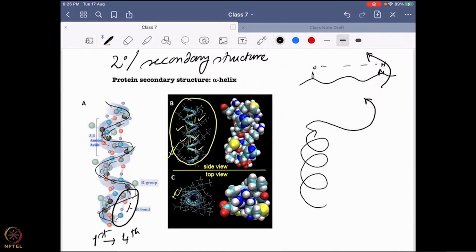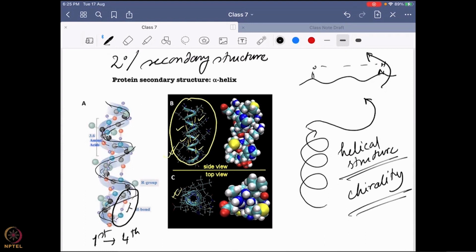And once you create a helical structure, what does it mean? It means it can have a chirality. So this chirality will be created by the helical structure in the secondary one, not only because all the amino acids except glycine are chiral, but because the overall secondary structure has a directionality, a helicity present over there. So that is what is coming for the alpha helix.